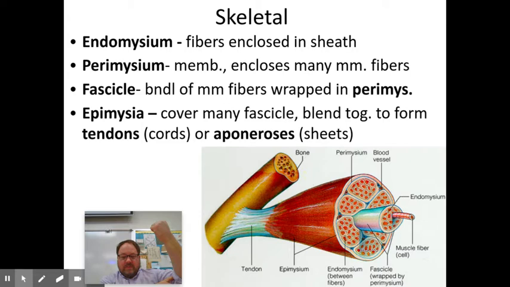Tendons, you can feel a tendon in the front of your biceps on the front side of your elbow. So if you flex your biceps, you can feel that tendon that connects your biceps down into the radial tuberosity in your forearm. Or you can feel tendons back behind your knee. If you contract your hamstrings, you can feel those tendons behind the knee.